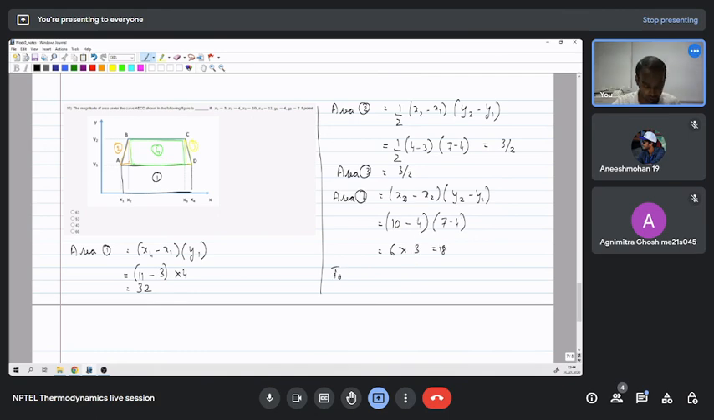So total area is all the areas, area 1 plus 2 plus 3 plus 4. We have 32 plus 3 by 2 plus 3 by 2 plus 18. So we have 32 plus 3, 35, 35 plus 18, 53. So this is the second option.